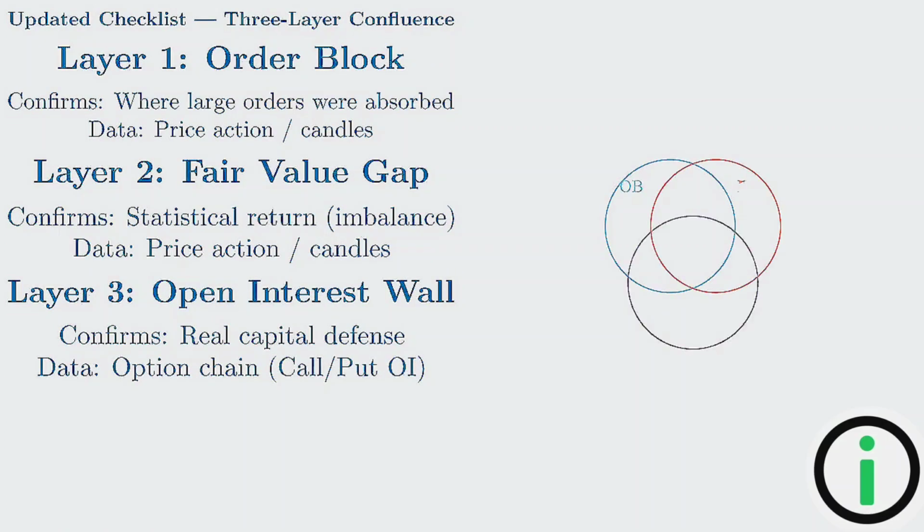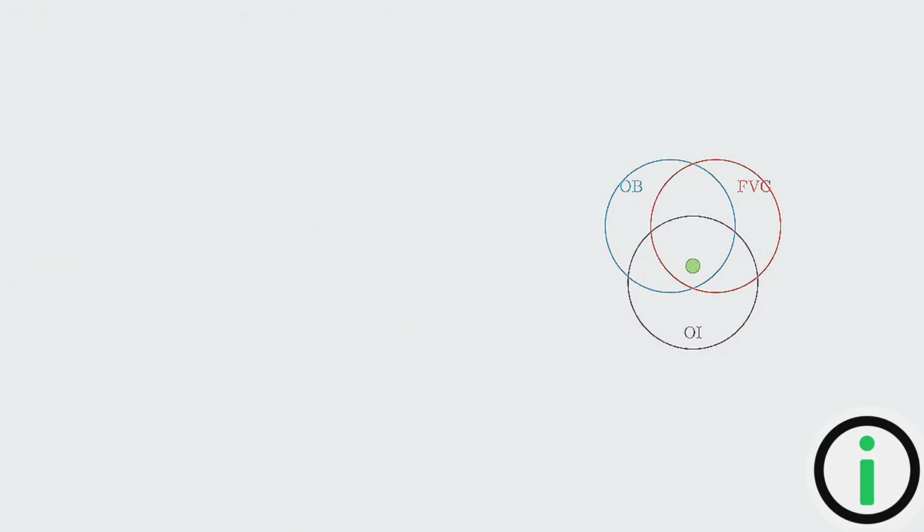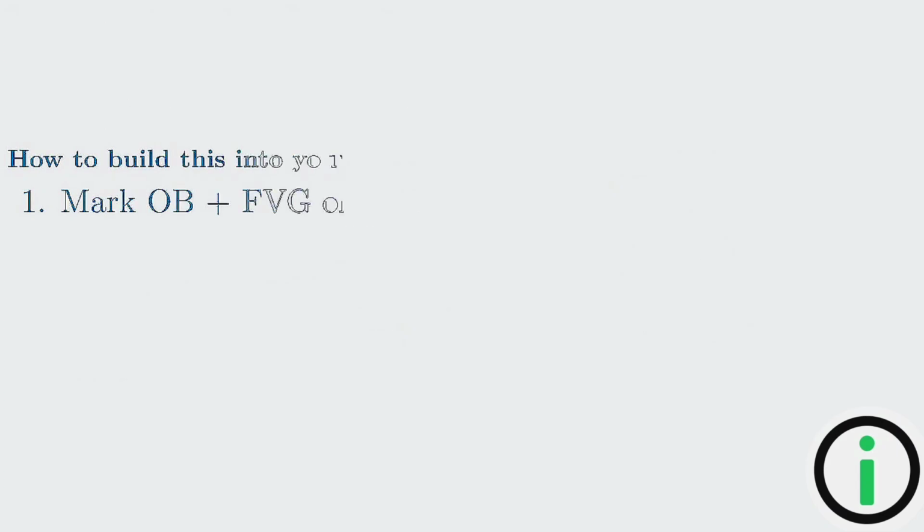The rule is simple. Take the trade only when all 3 layers point to the same small price zone. If you only have 2 out of 3, treat it as a watch list setup, not an entry. To build this into your process, first, mark your order block and FVG zone on the chart.